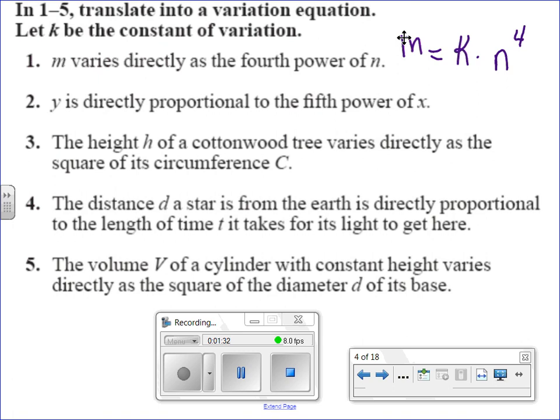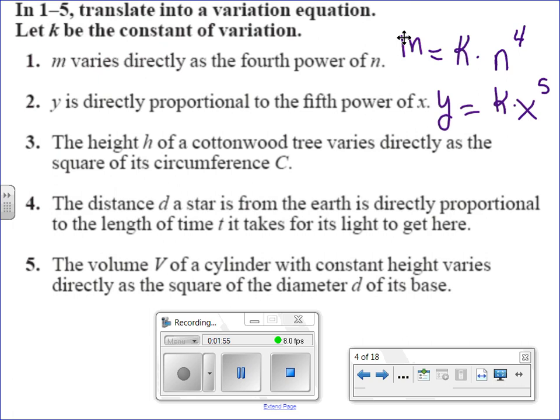Yes. Number 2. Y is directly proportional to the fifth power of x. Y is directly proportional to the fifth power of x. And I plop a k in front, and I use a multiply sign. Use it direct. Inverse variation will have a division sign if you're curious. That'll be tomorrow.